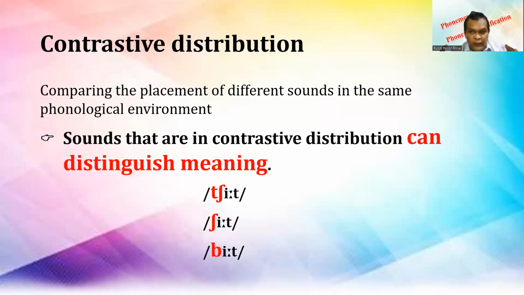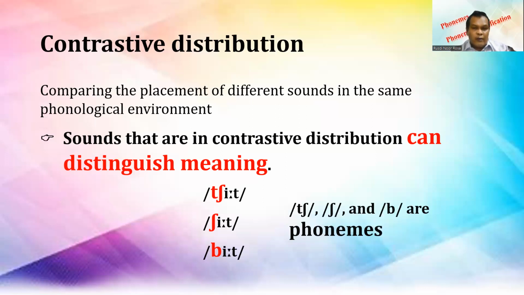Contrastive distribution is done by comparing the placement of different sounds in the same phonological environment. It can be in the first position of a syllable, in the initial syllable, or in the final position of a syllable. So we can conclude that ch, sh, and b are phonemes.